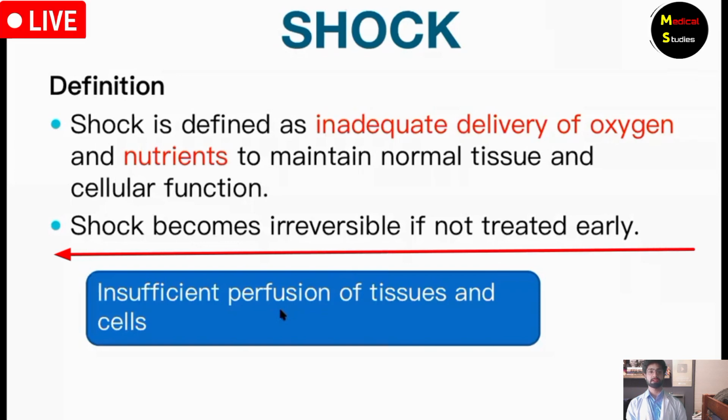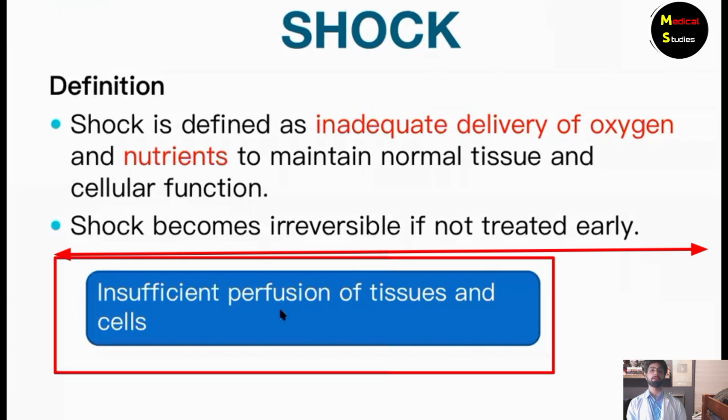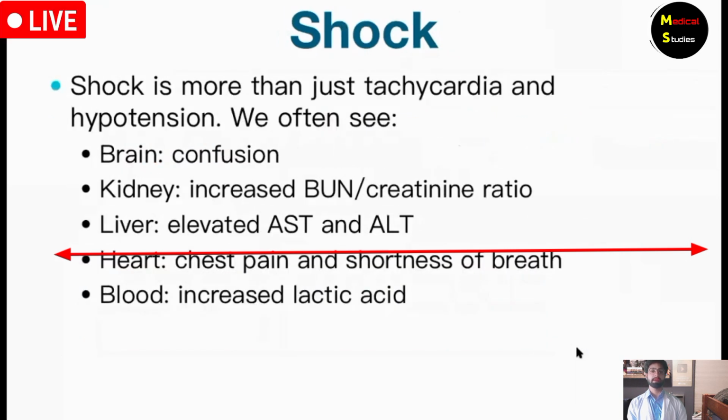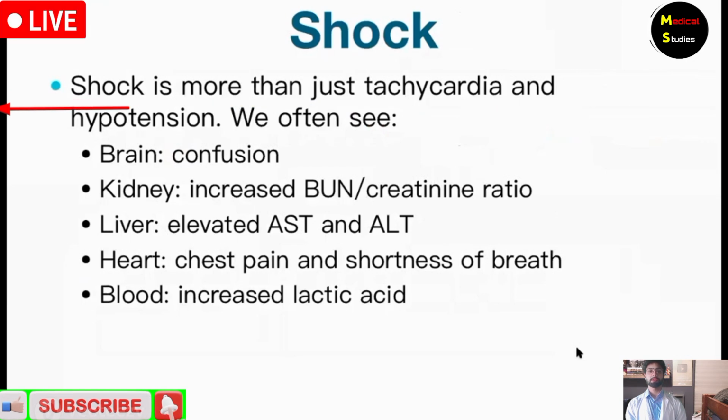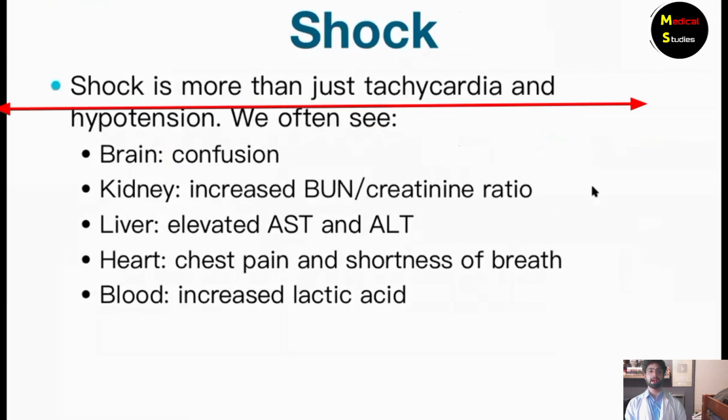Remember one important sentence, your teacher may ask for the definition of shock: insufficient perfusion of tissue and cells. Most of the time it is associated with low cardiac output, but not always. Now next, shock is more than just tachycardia and hypotension that we often see. It is much more than that, and these are some of the common clinical features: tachycardia and hypotension.